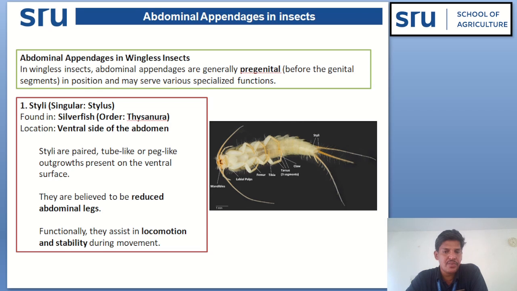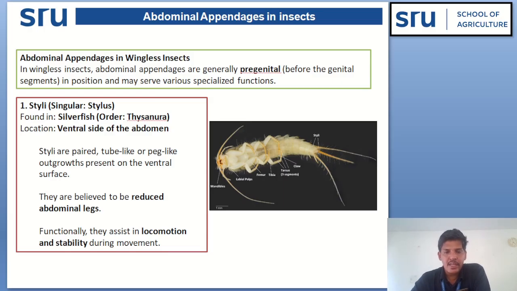See here, the first abdominal appendage in wingless insects, that is styli. Styli are found in silverfish. Silverfish belong to the order Thysanura. The styli are located on the ventral side of the abdomen. See here, these are the styli.